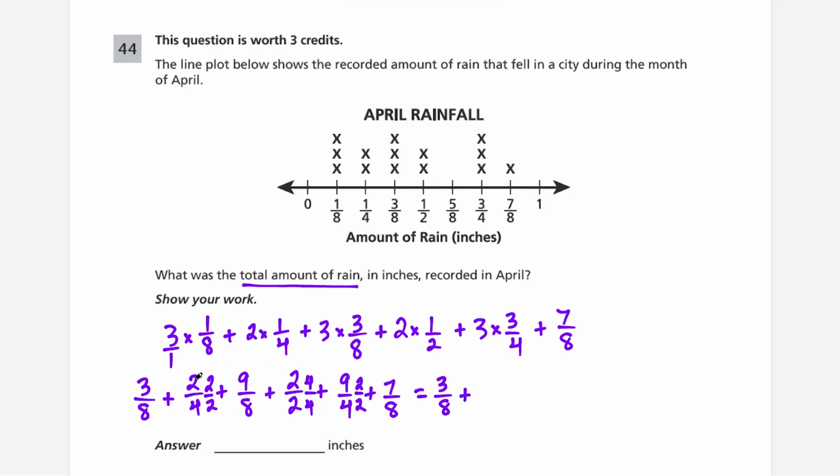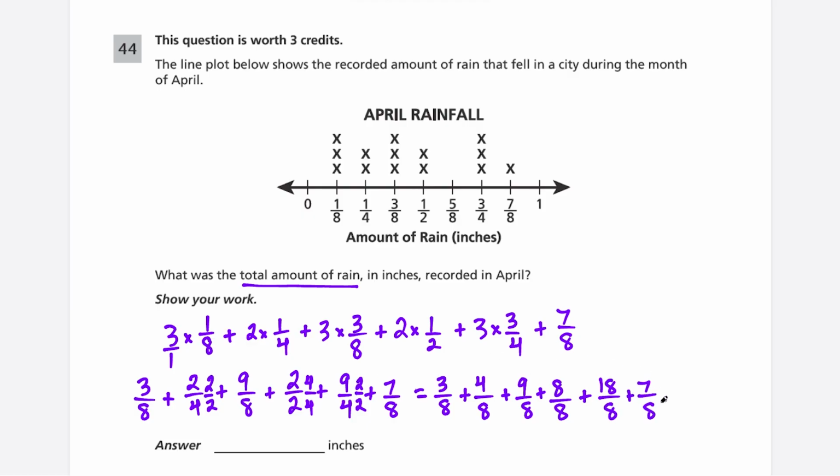And now we're going to add 2 times 2 is 4. And we're over 8 again. And then we have plus 9 over 8. And then next we have 2 times 4 is 8. So we have 8 over 2 times 4 is 8. So we're expressing 1 as 8 over 8 just so that we have common denominators. And then 9 times 2 is going to give us 18. So we have 18 over 8. And then we have 7 over 8.